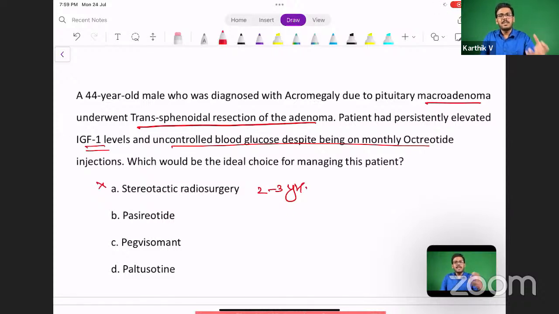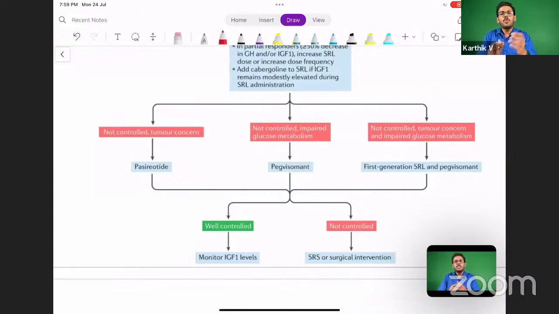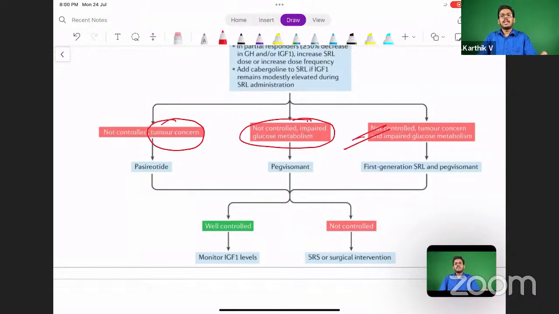Now, which would be the other options? Is it pasireotide? Is it pegvisomant? Is it paltusotine? Let's see what the recommendations say. So in a patient who has failed the primary medical therapy with either octreotide or lanreotide, you will have to look at these factors. Whether the patient is having a large tumor and your concern is the tumor, or if you are having impaired glucose metabolism as a concern, or you are having both as concerns. So in our patient, our concern is not the mass effect, but the uncontrolled blood glucose.